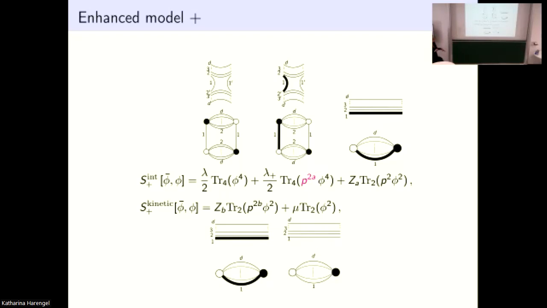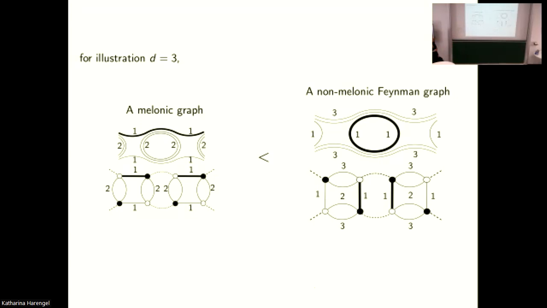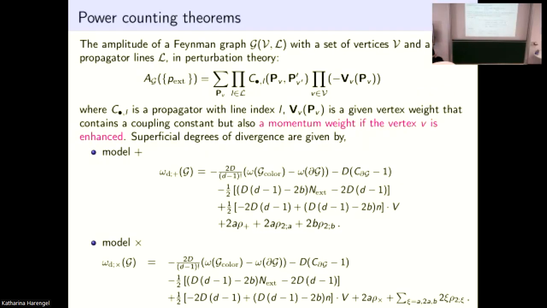Okay. So this is the model plus. And for example, as advertised, these graphs are for the order 3 case for illustration. On the left-hand side, I have a melonic Feynman graph. And on the right-hand side, I have a non-melonic Feynman graph. And if you indeed compute the amplitudes of these for a given set of parameters, that I had 4 of them, then actually the non-melonic one dominates, or is more divergent. So indeed, you can actually make them more dominant.